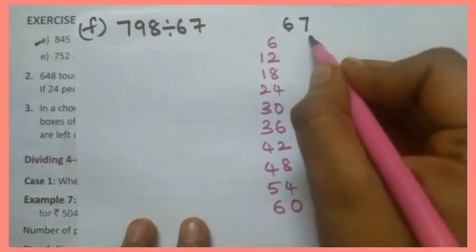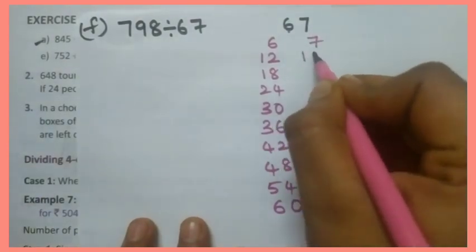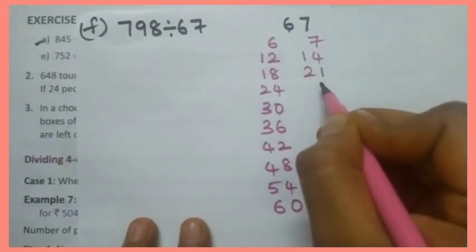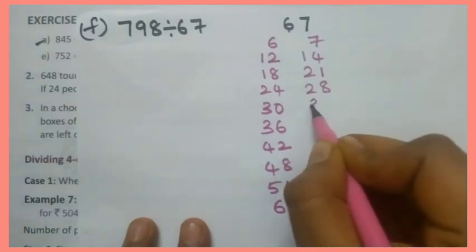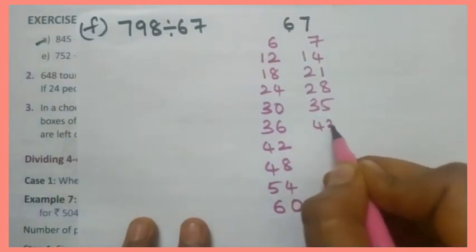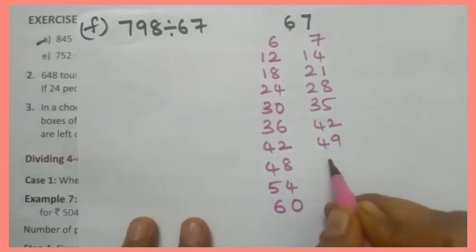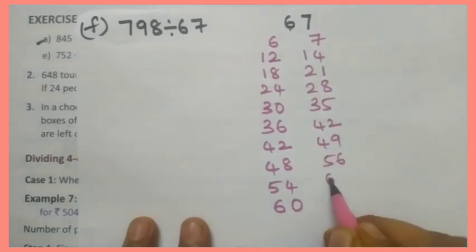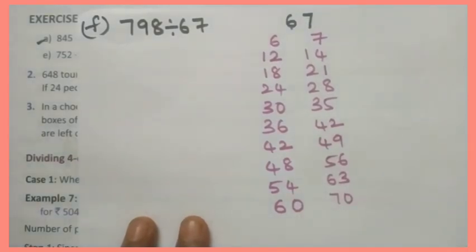Now we'll write the 7 table here. 7 1s are 7, 7 2s are 14, 7 3s are 21, 7 4s are 28, 7 5s are 35, 7 6s are 42, 7 7s are 49, 7 8s are 56, 7 9s are 63, 7 10s are 70.